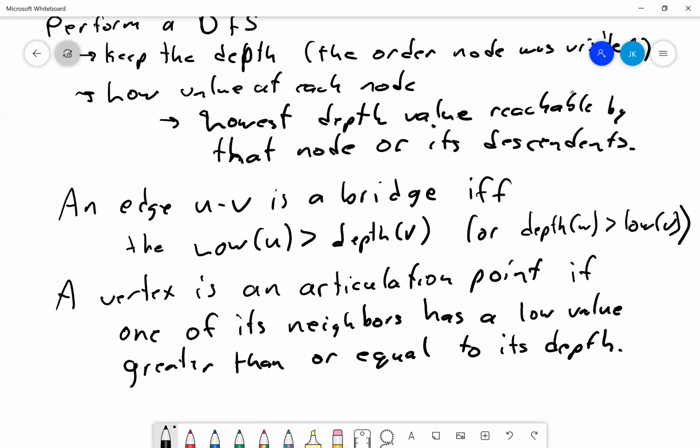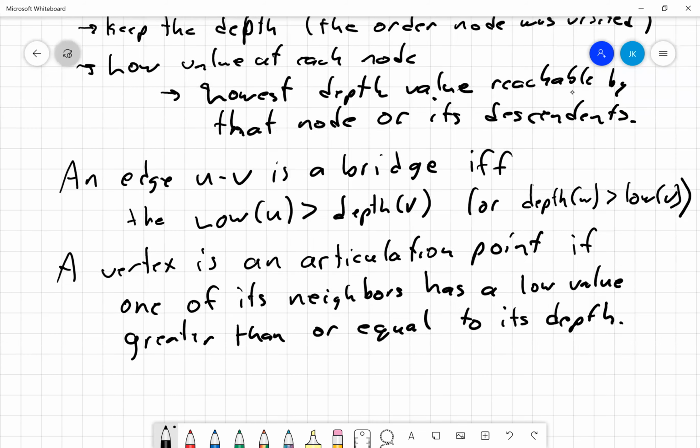So there's going to be something there. And basically, if you disconnect it, it's again easier if I illustrate. But if you were to remove this node, then the low value that it has, the fact that it's greater means there's not some route to get back to something earlier. So you're going to disconnect from that neighbor when you do that. Okay, so let's do this.